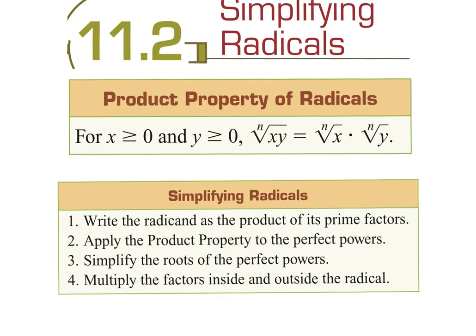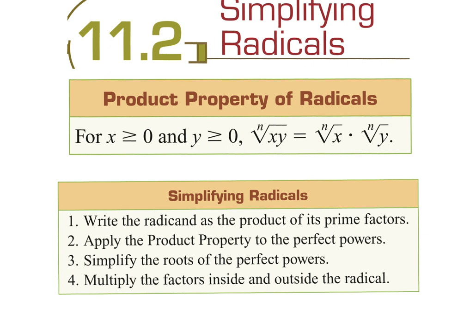All right, so this first thing's kind of important. You're going to use this a lot. As long as x and y are greater than or equal to 0, if you have the same index with an x and a y under the index, it's the same thing as splitting them up, and vice versa. So what this means is if you are multiplying radicals, as long as they have the same index, you can just multiply what is inside. All right? So you can just multiply what's inside as long as they have the same index, or you can split them up if they have the same index.